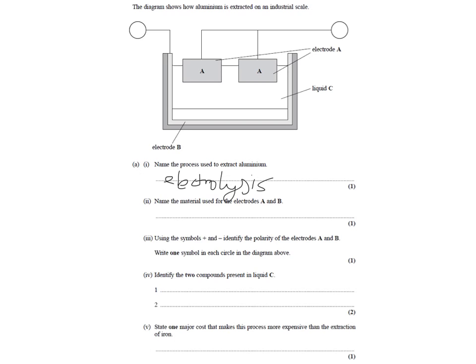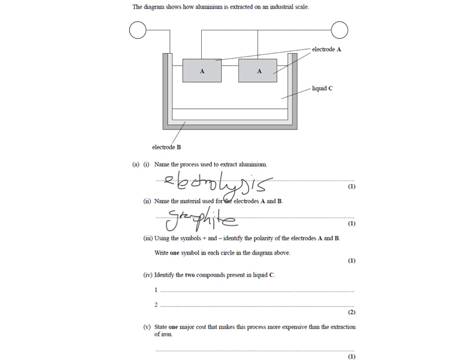And name the material used for the electrodes A and B. The electrodes we would make out of graphite, because graphite is an excellent conductor of electricity. It also has a very, very high melting point, so we're using some very high temperatures in this electrolysis cell in order to keep the electrolyte, the substance that is being electrolyzed, molten. So we need something that won't melt, and graphite is that kind of thing.